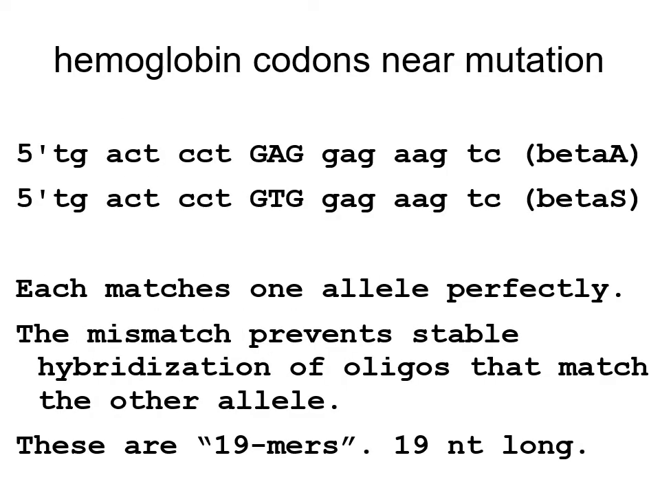Okay, so here we are again. Here's our oligos. We've got a GAG versus a GTG, and these are 19 mers, meaning they're 19 nucleotides long, and they're single-stranded.